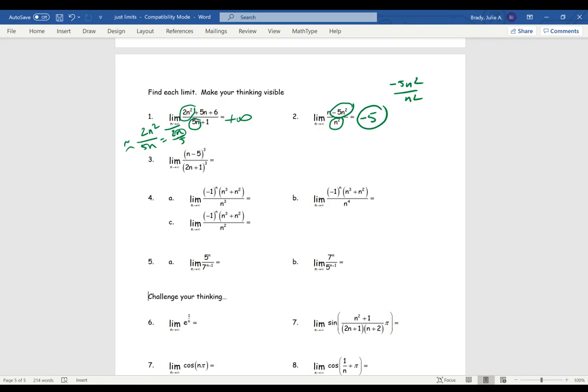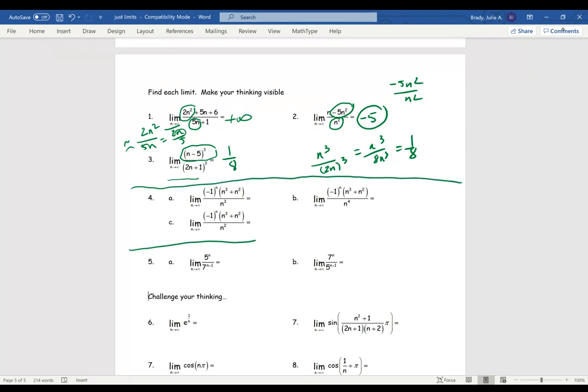Okay, now this one's got like another little riff in it. So you're actually cubing it. If you cube this out, you don't care about anything but the leading term. The leading term would be n cubed, but the leading term in the denominator would be 2n cubed. So this is n cubed over 8n cubed, which is an eighth. So that had a little bit of a trick there. Okay, so there's just some review and a couple of riffs on rational functions. Let's look at the next group.